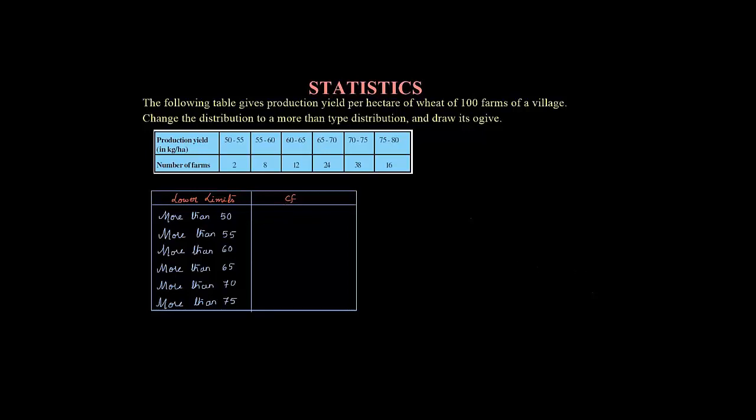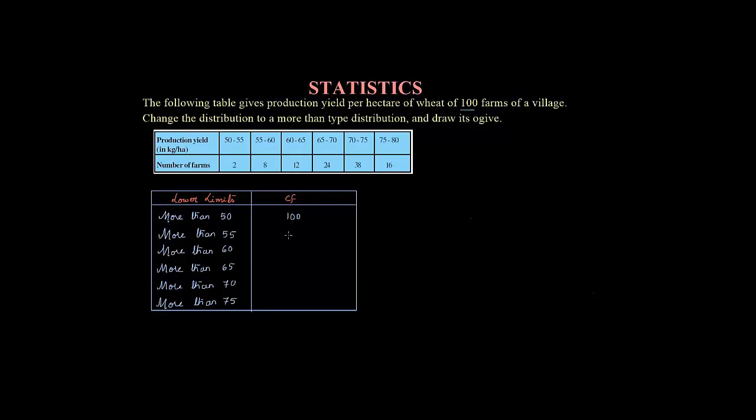So let us now find the cumulative frequency. How do we find the cumulative frequency? The question itself says that the following table gives the production per hectare of wheat of 100 farms. So what is this 100? 100 is the total number of frequency, that you can say as summation fi, right? So whenever you are finding the cumulative frequency for the more than type, the first term of the cumulative frequency will be the summation of fi. Okay, so what is that?